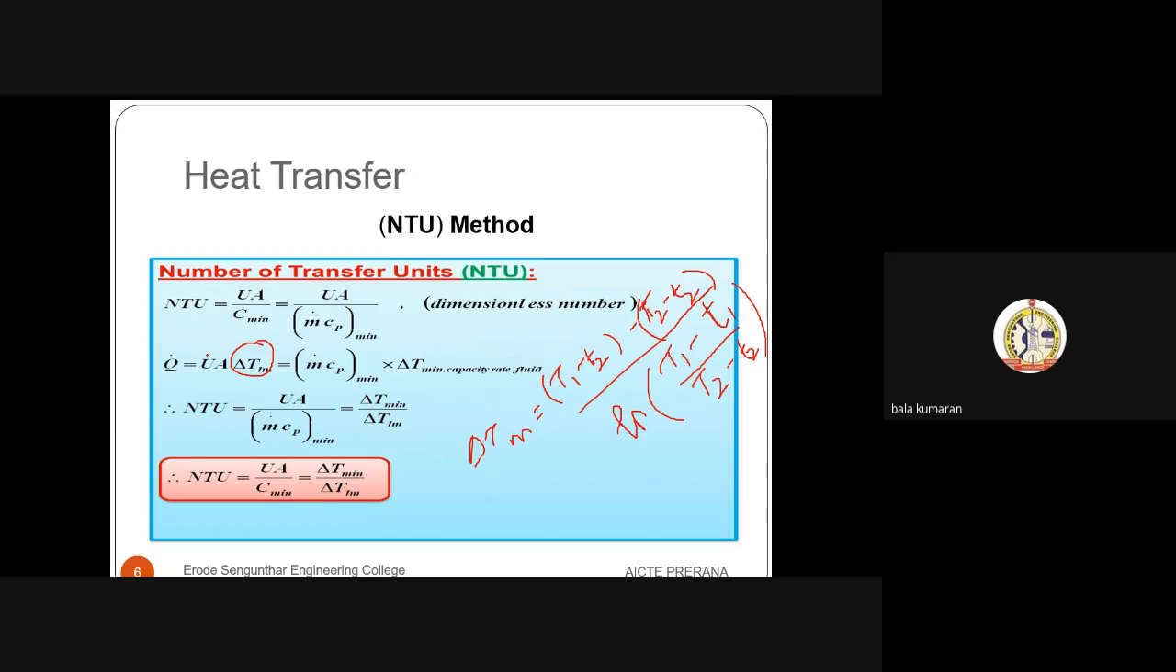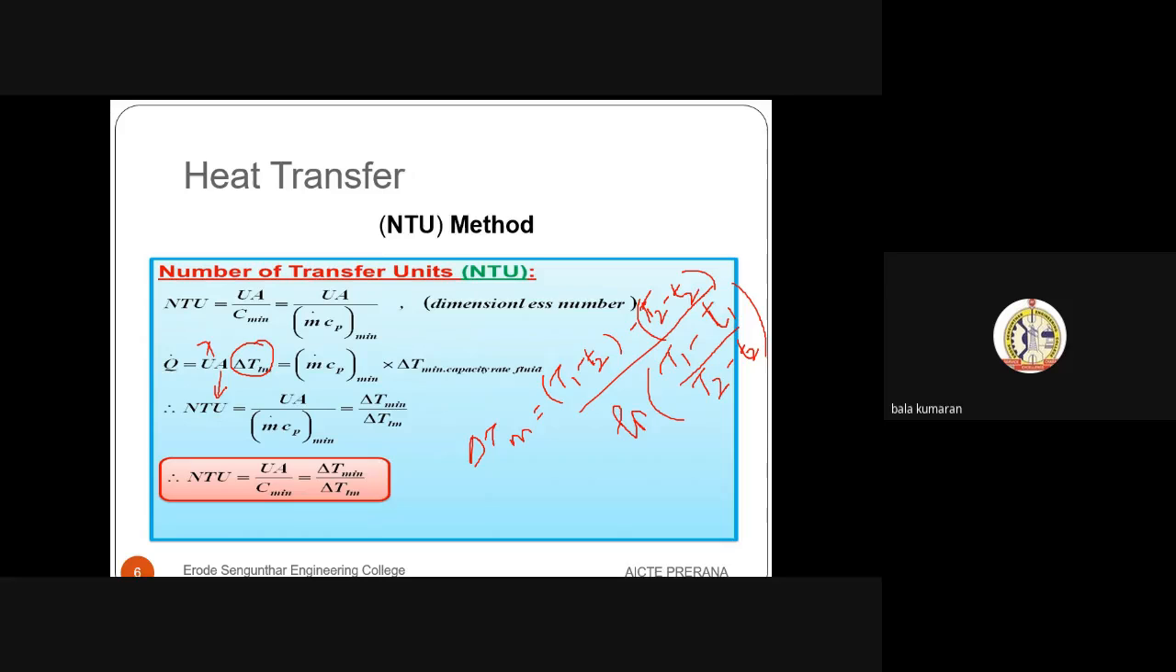U is the overall heat transfer coefficient, A is the area, and del T we have the formula. In the question, if they give you the temperatures T1 and T2, we can find out the value of Q. Q is the heat transfer. If they ask to find the heat transfer, just apply the values, very simple, right? Then the NTU simple formula is UA by C minimum.